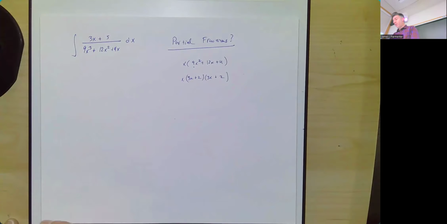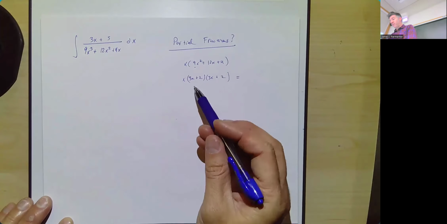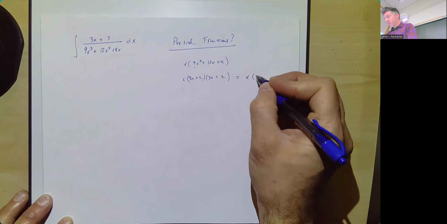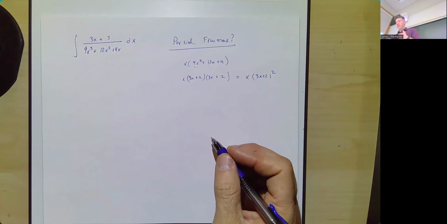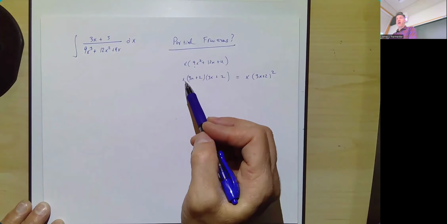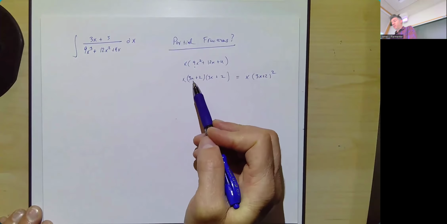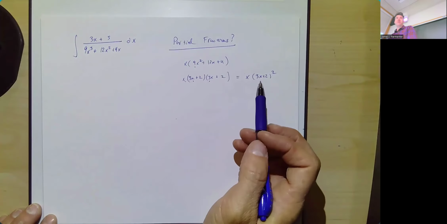Oh, but look, and you definitely should, when you factor the denominator, if you have repeated factors, you should write it as 3x plus 2 squared. I've definitely seen people accidentally in the past write it as a over x plus b over 3x plus 2 plus c over 3x plus 2, because they thought those were different factors. They're not different, they're the same.